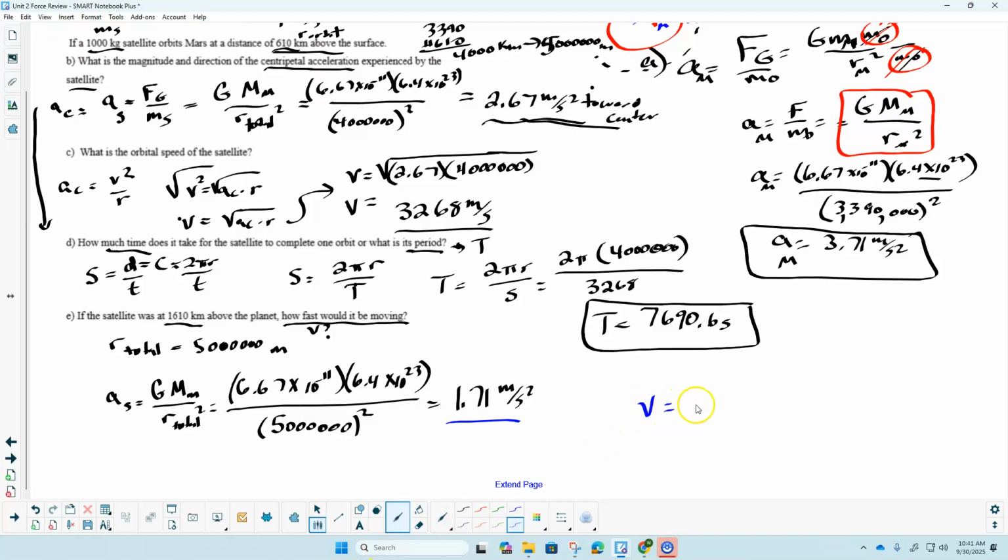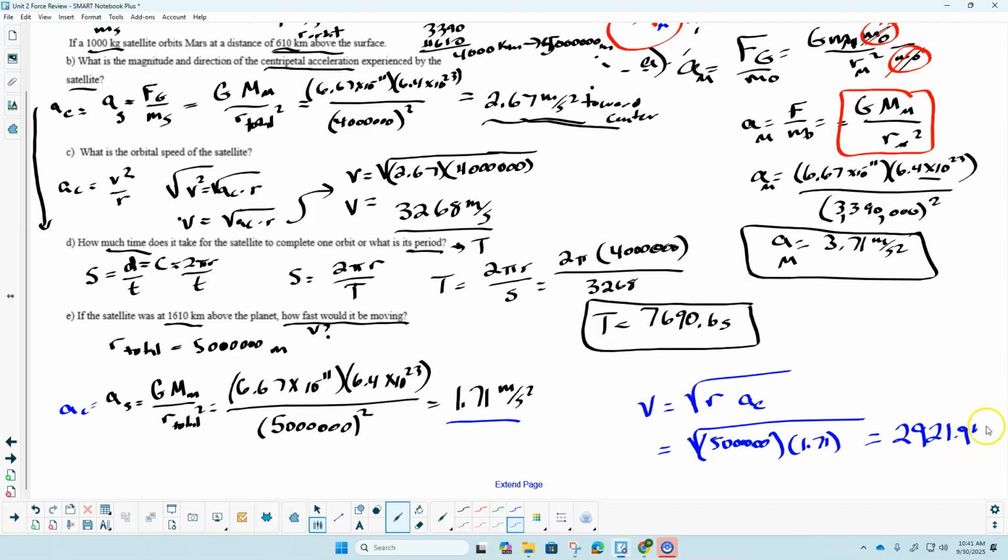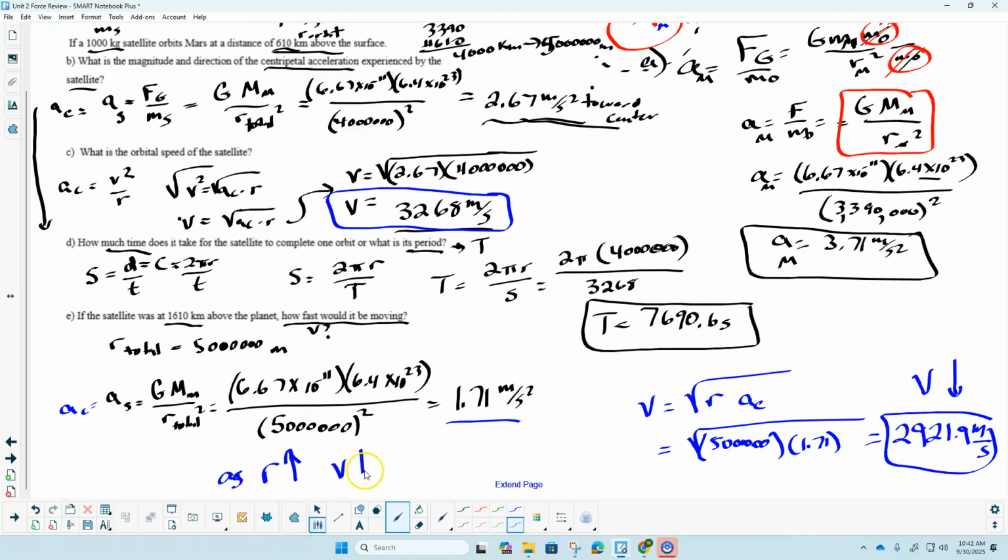Then the velocity is the square root of r times ac. The radius is now 5 million meters times that new acceleration, 1.71, square rooted. When you do that, it's only going 2,921.9 meters per second. So it has decreased its velocity. It went from 3,268 down to 2,921. So as r gets bigger, as you get further away, the thing moves slower. That's kind of the idea.